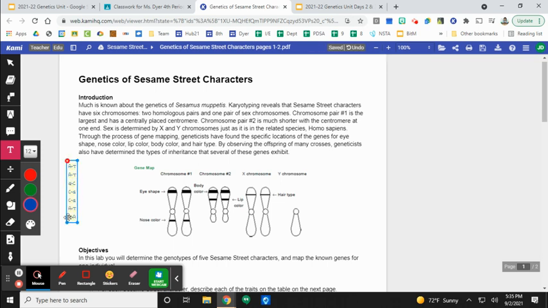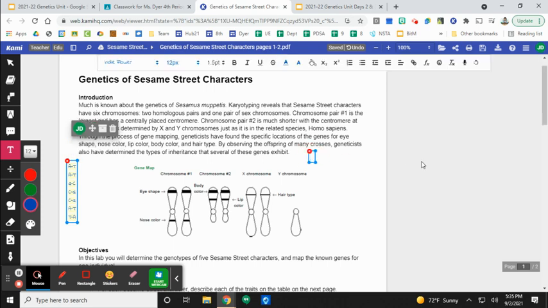When we look at this, we call this a gene. And when we look at what the actual makeup is for a particular Muppet or for a particular person, we would call this the genotype. And this is the genetic makeup of the organism.